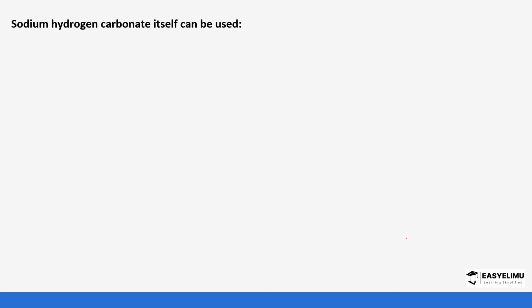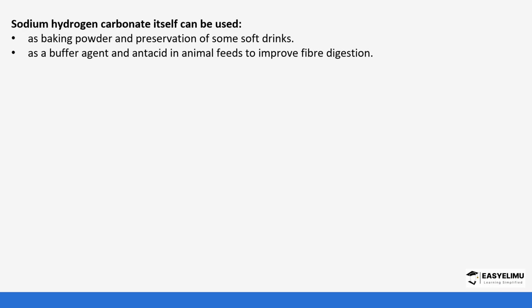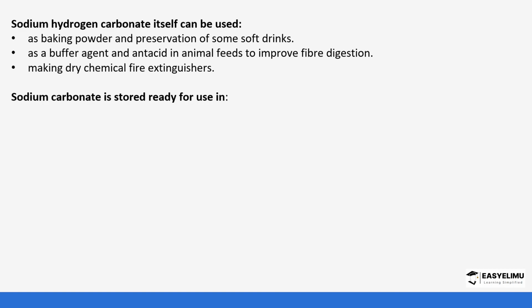So the sodium hydrogen carbonate can be used as a baking powder. It is used in the preservation of soft drinks. It is also used as a buffer agent and an antacid in medicines. It is used in making dry chemical fire extinguishers. And then the sodium carbonate we obtained from the Solvay process is used in making glass.